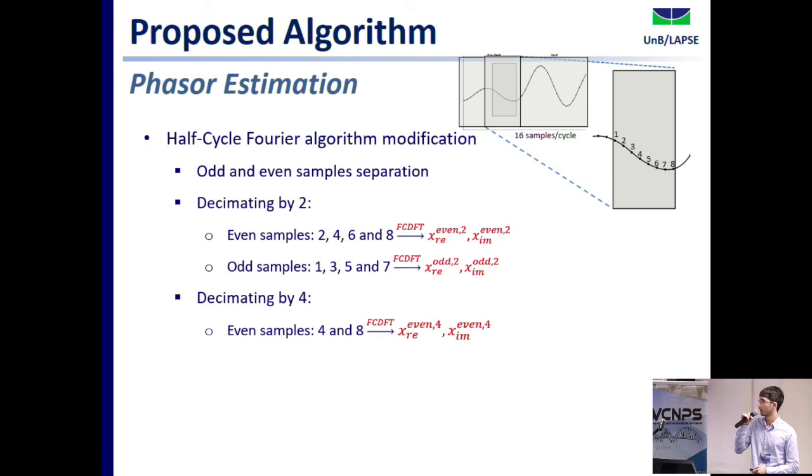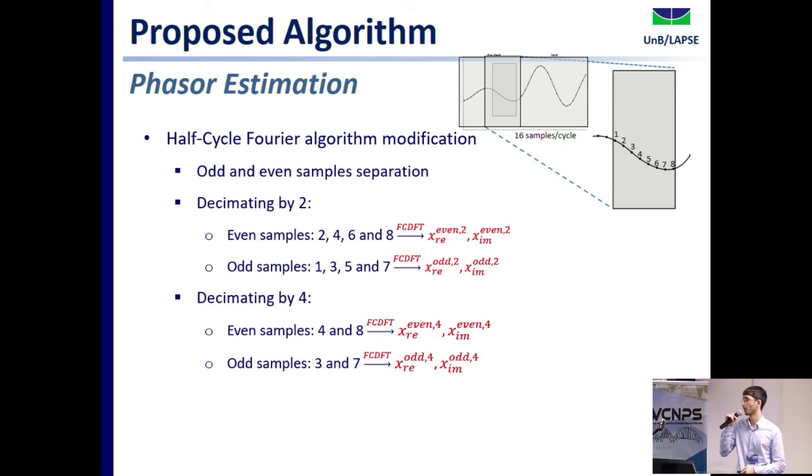And then we do it again, now by 4. So repeating the process, but decimated by 4, we get samples 4 and 8 for the even samples, and then samples 3 and 7 for the odd samples.